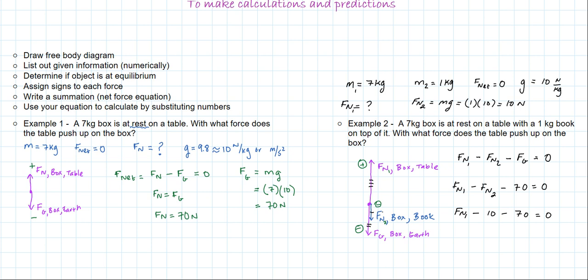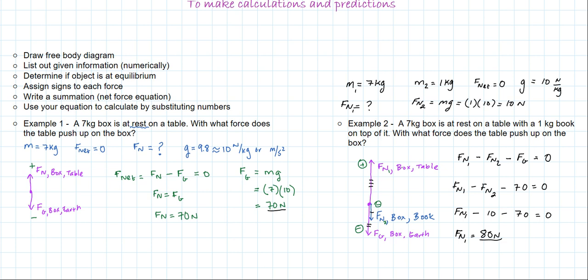I inadvertently know that normal force 2 is the same as the weight of the book, because that's the strength it's going to push down with. Now at this point I can solve for normal force 1 by just adding both of these to the side. So 0 plus 10 is 10, plus 70 is 80, and I see that that's 80 newtons that the table pushes up on the box. Now you can see that it's bigger than this one, which makes sense because the table has to push up harder when you put something extra on top of the box.